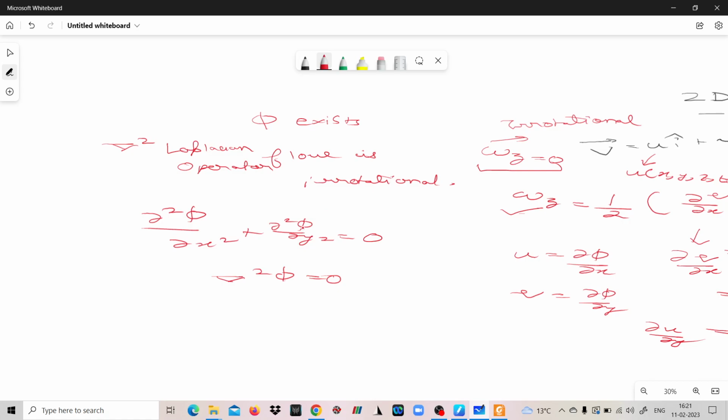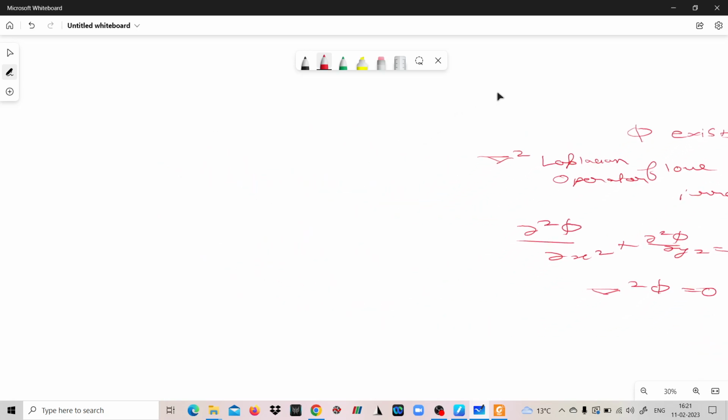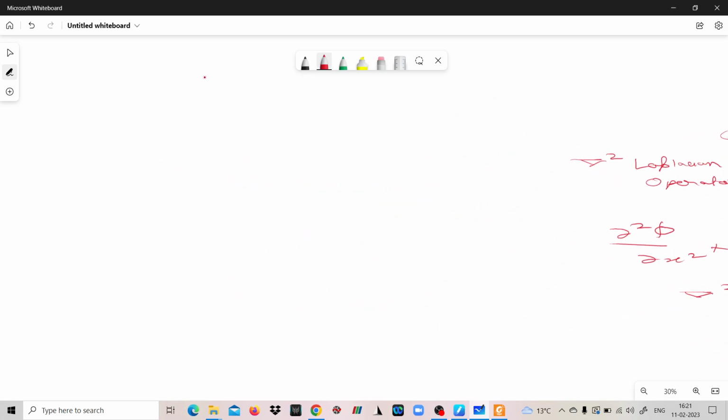Now if it satisfies Laplace equation, then what happens? Okay, so first of all, let us examine the situation when the potential function phi satisfies Laplace equation. We have already seen that one thing is for sure: if phi exists, then the flow is irrotational. Now we are examining the fact that if phi satisfies Laplace equation, let us write the two-dimensional equation for steady incompressible fluid flow.